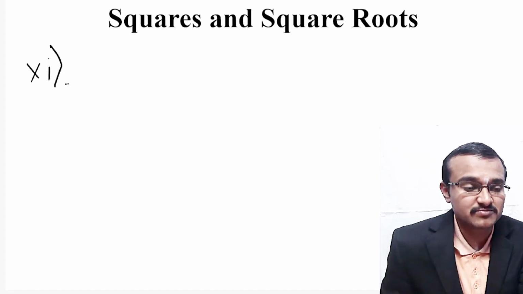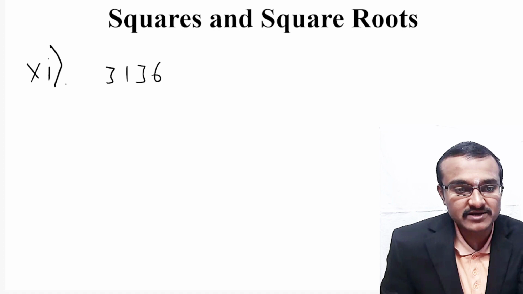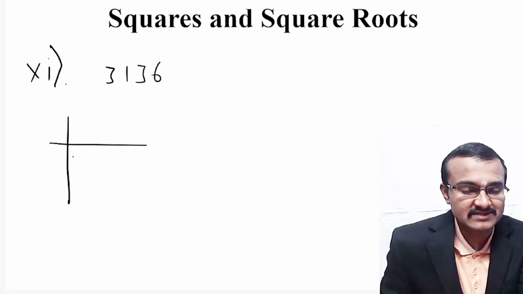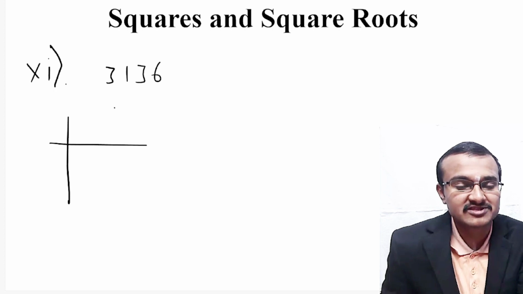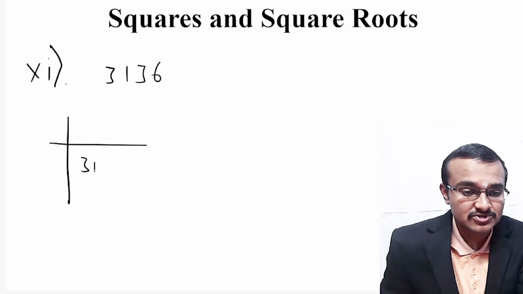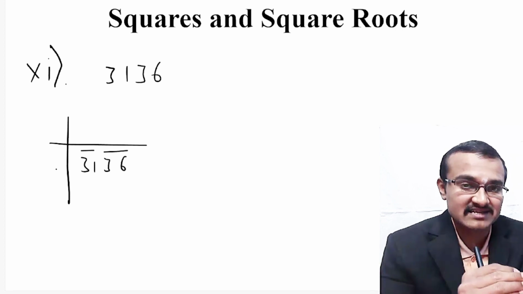So let me solve the 11th problem which is there in this particular first problem. In the 11th problem you have 3136 as your number. So let us find the square root of this 3136, and we'll also get to know whether this 3136 is a perfect square or not. So just go on grouping. 36 is one group, 31 is another group. Now which is the nearest perfect square for 31 which is less than 31?